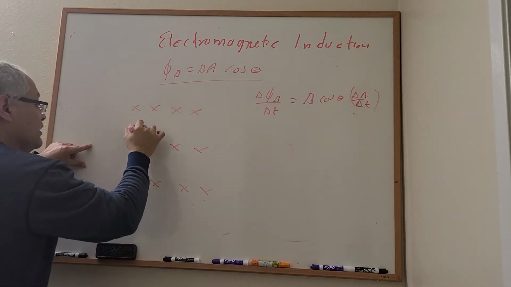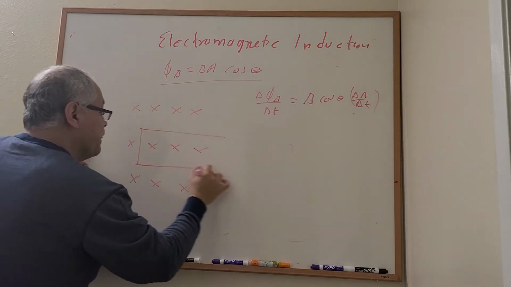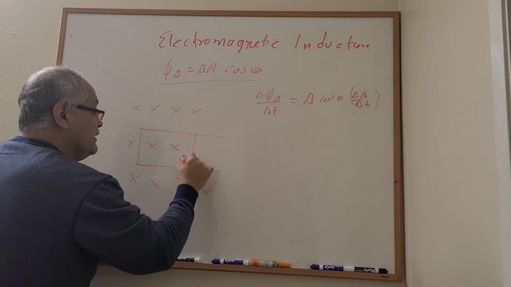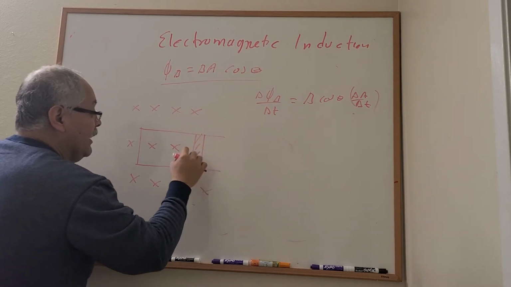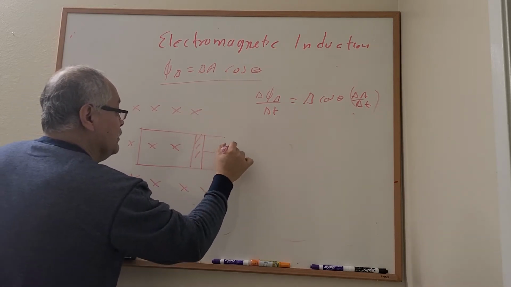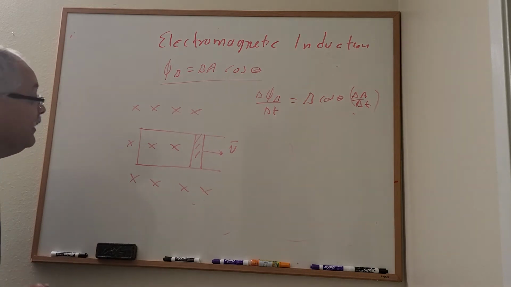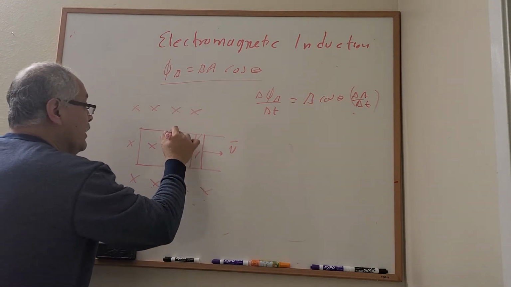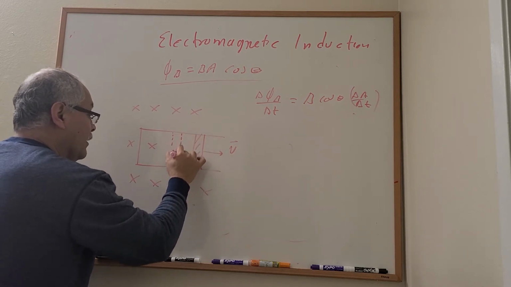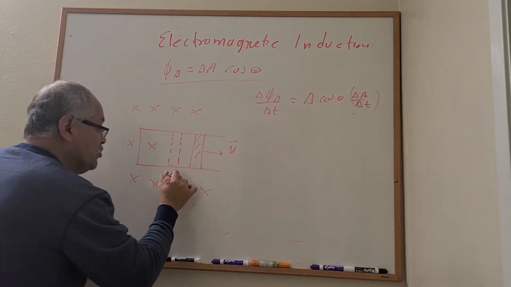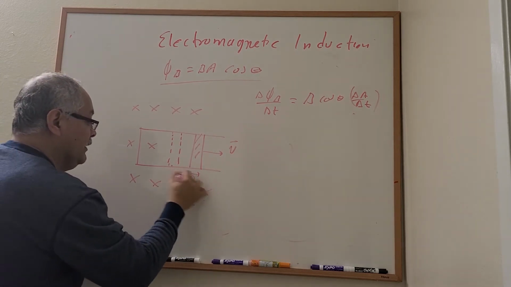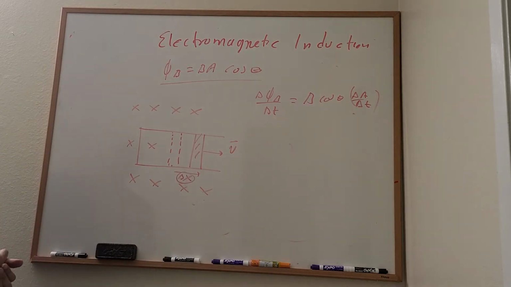Imagine that we have a conductor right here, one conductor, and we have another one that is in touch with that one and slides in this direction with some velocity v. At the beginning, this was the position right here, and later the position changed. So we have a change in position of delta x.